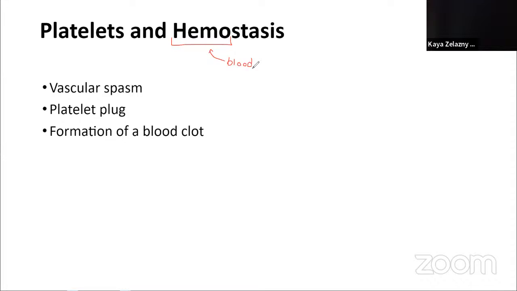So what we're really talking about for our purposes right here is what happens if you get a cut, a laceration, you start losing blood. How do we stop that process? How do we keep our blood inside? How do we keep our blood volume? So we're going to be talking about clotting.